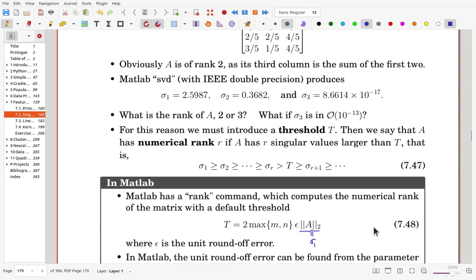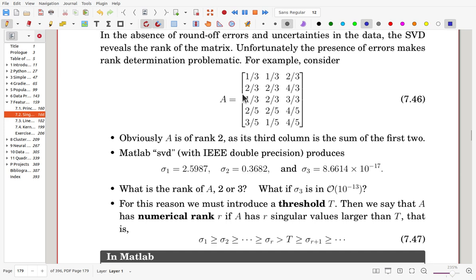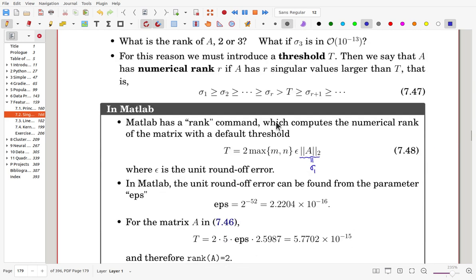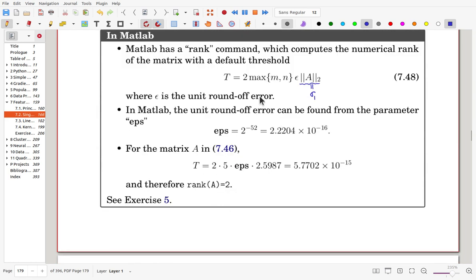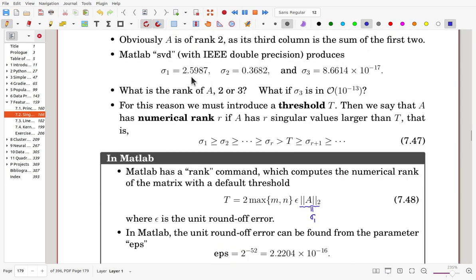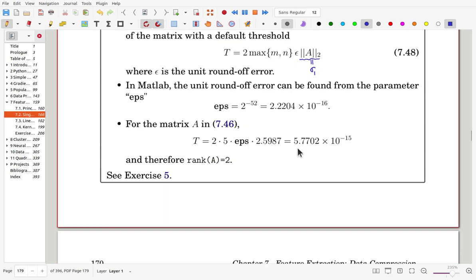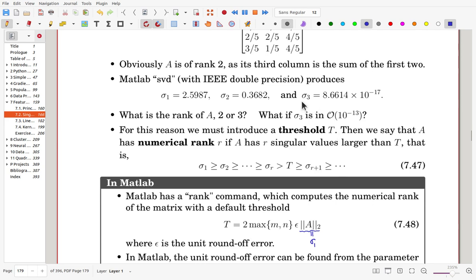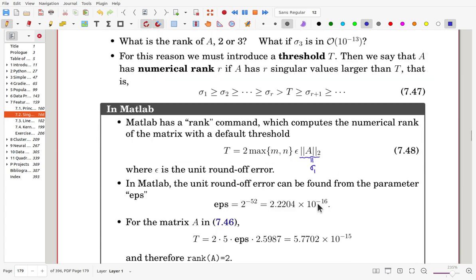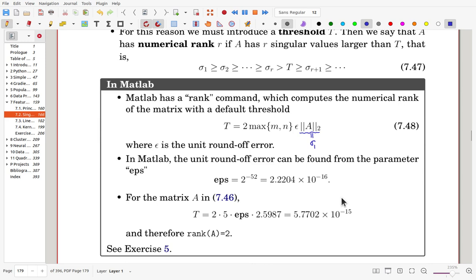So for this matrix, m is 5 and n is 3, so the maximum of 5 and 3 is 5. So 2 times 5 times epsilon, and then for the matrix the 2-norm of A is this one, and after multiplication we get the threshold, 5.77 times 10 to the minus 15. Sigma 3 is smaller than that threshold, so the rank must be 2. Okay?